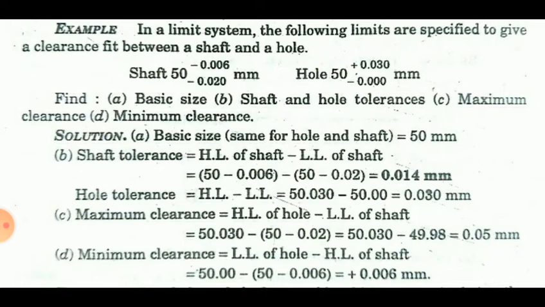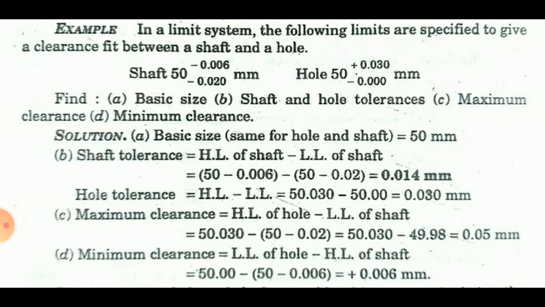Now find out the shaft tolerance. First find out the higher limit of the shaft minus the lower limit of the shaft. It is very simple. So from those sizes you can find very easily the shaft tolerance, that will be equal to 0.014 mm. Now find out the hole tolerance, that is the higher limit of the hole minus the lower limit of the hole. So you can see the size of the hole that is given. So it is 50.030 minus 50, that is equal to 0.030 mm. Now find out the maximum clearance. So the maximum clearance will be equal to the higher limit of the hole minus the lower limit of the shaft.